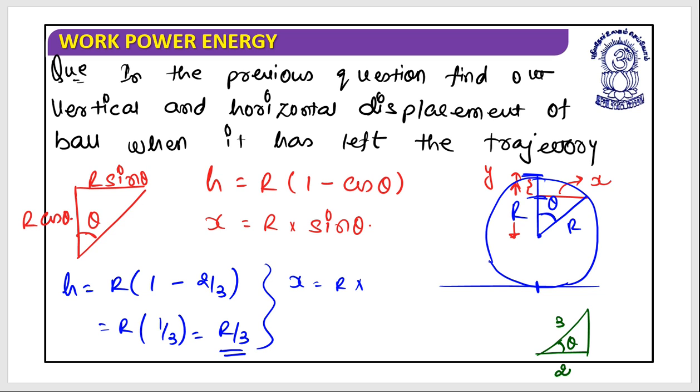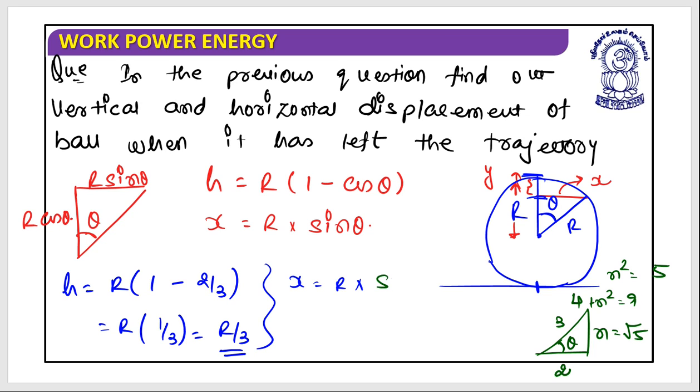So let's just assume that this is n. So this is 4, 2 square plus n square is equal to 9. So n square is equal to 9 minus 4, it's 5. So n is equal to root of 5.